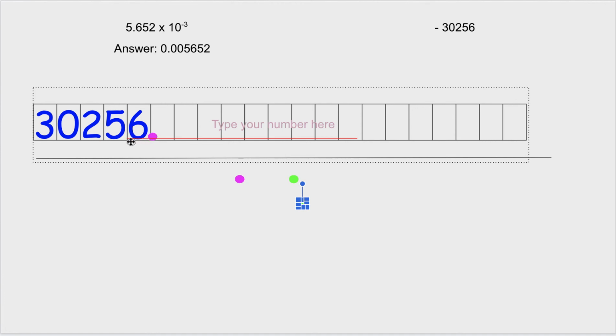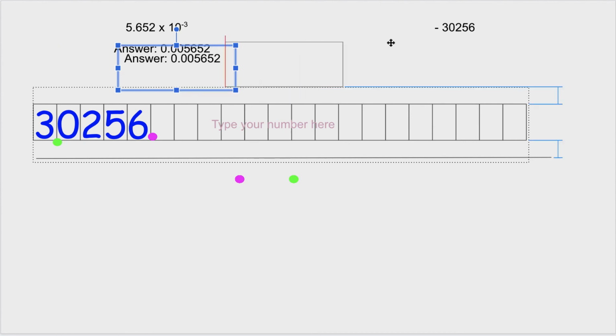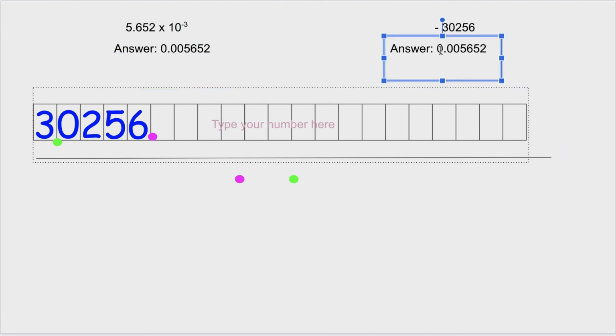So if I move it here, I'm at 3,000. Here I'm at 302. Here I'm at 30. So I'm still not in the ones place. And so that means it has to go right here between the 3 and the 0. Okay, so now I'm ready to write that in my scientific notation.